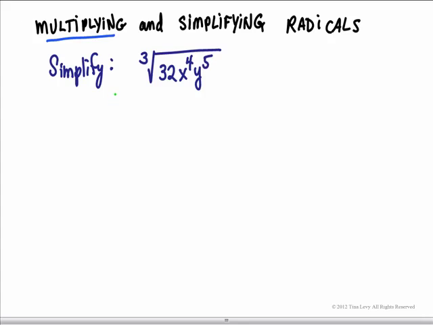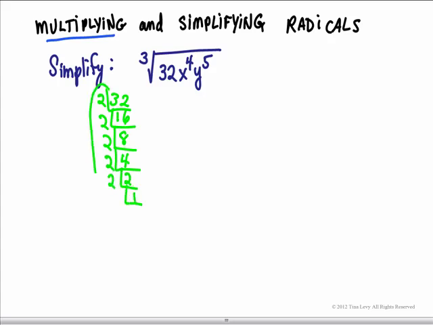First step is I need to get the prime factors of 32. 2 goes into that 16. 2 goes into that 8. 2 goes into that 4. 2 goes into that 2. 2 goes into that 1. I am left here with 1, 2, 3, 4, 5 2's.